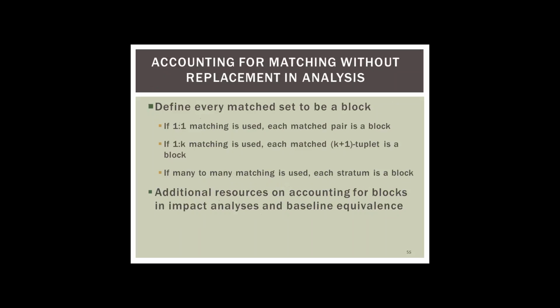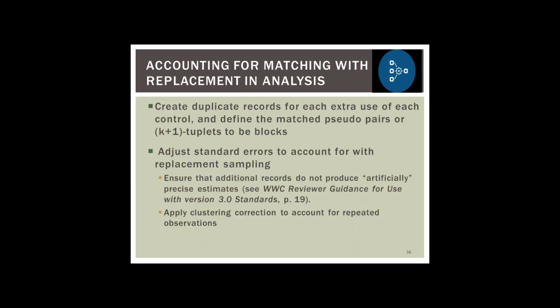So one thing I want to point out about the slide I was talking about is that was for matching without replacement. If you're doing matching with replacement, you still want to hold on to that blocking idea, but what you have to do is create these additional rows or pseudo rows, creating duplicate records for each use of the control unit, and then make your pseudo pairs or your blocks. But once you do that, you have to remember that we have to adjust the standard errors to account for the replacement sampling that you did.